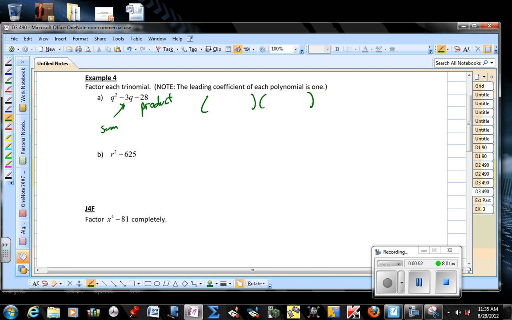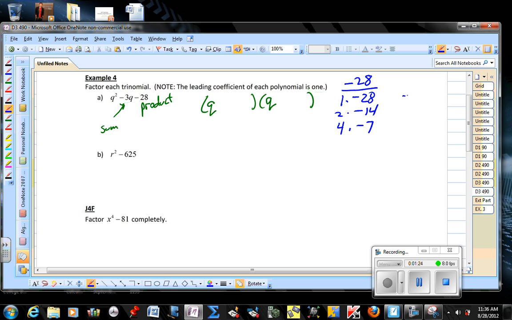Well, let's start with the first term. What multiplies to make q squared is q times q. That wasn't the tricky part. Now, we've got to find what numbers multiply to negative 28 but add to negative 3. Maybe you can think of this mentally. Maybe you can't. If you can't, here's how we'll think about it. Let's list the factors of negative 28. 1 times negative 28, 2 times negative 14, 4 times negative 7.